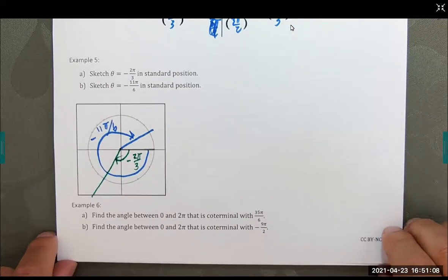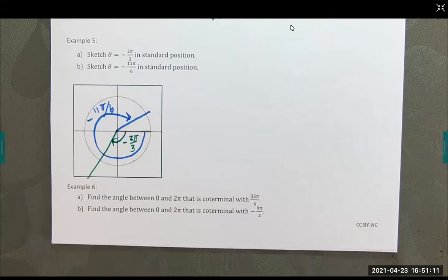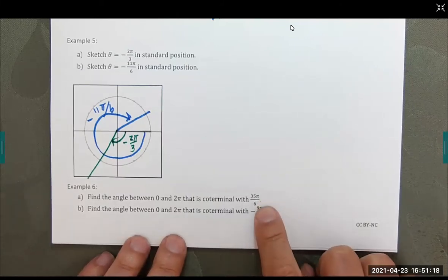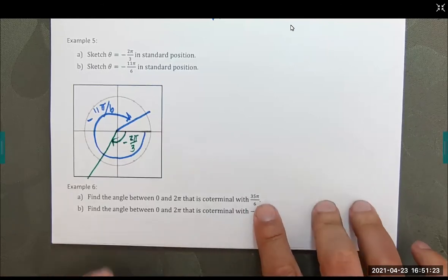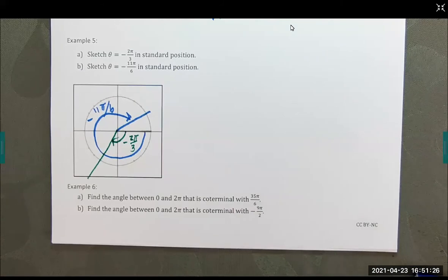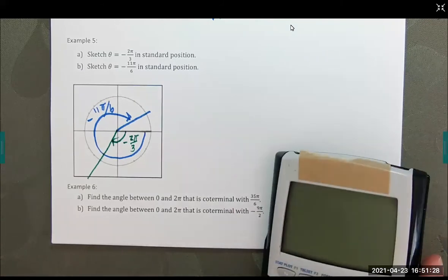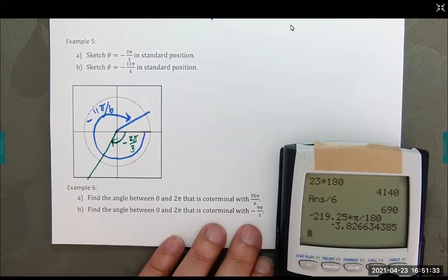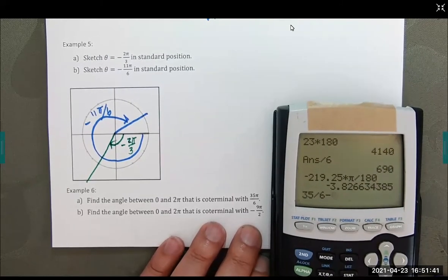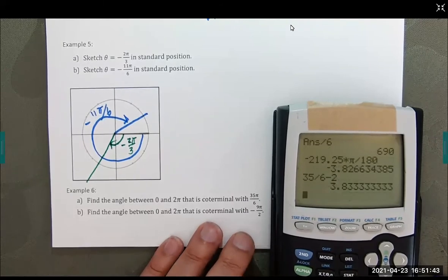All right, so now we want to find a coterminal angle that's between 0 and 2 pi. That's like 0 to 360, right? Now, 12 pi over 6 is 2 pi. That's once all the way around. So 35 pi over 6, that's way too much. I'm looking for something less than 2, bigger than 0, pardon me. So 35 over 6 minus 2. I'm not messing with the pi's right now. We'll put those in later. Minus 2. Change to a fraction.